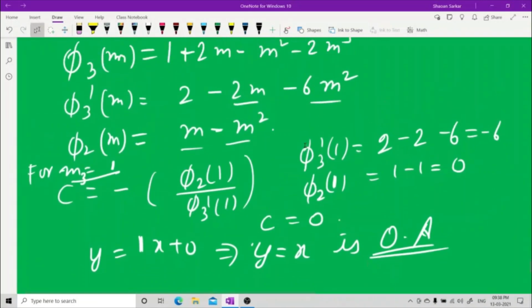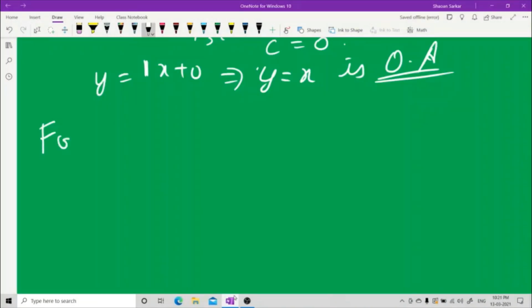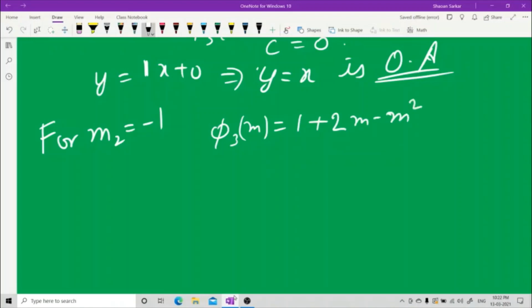For the next one, for m2 equal to minus 1, now we have phi 3m as 1 plus 2m minus m square minus 2m cube.